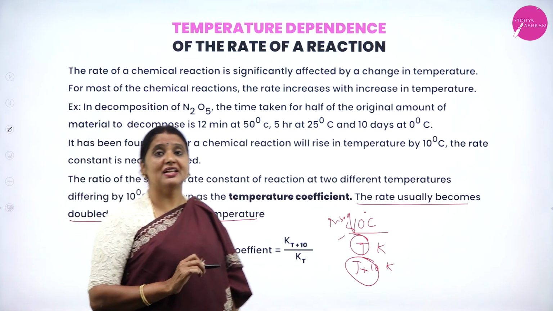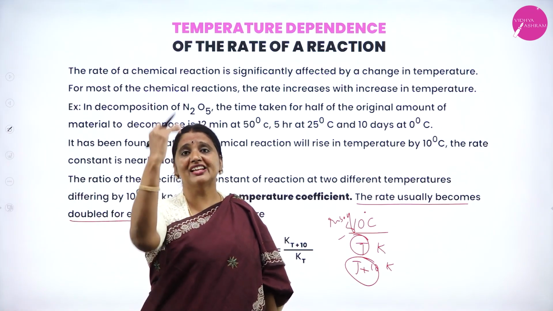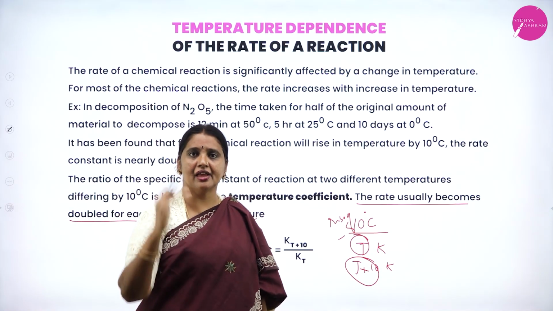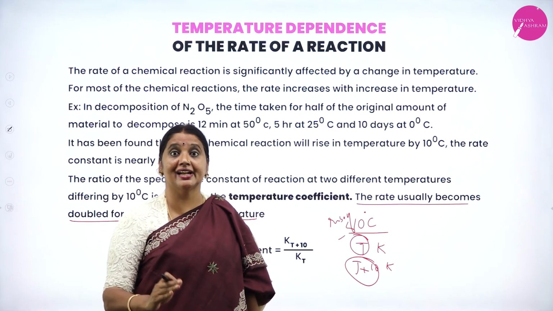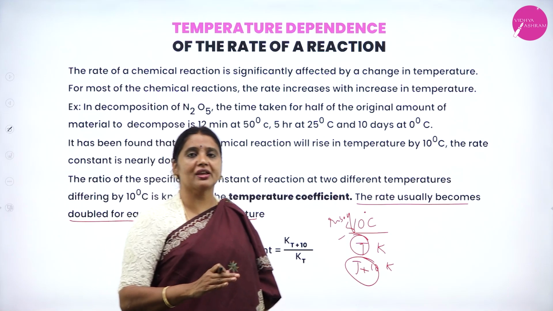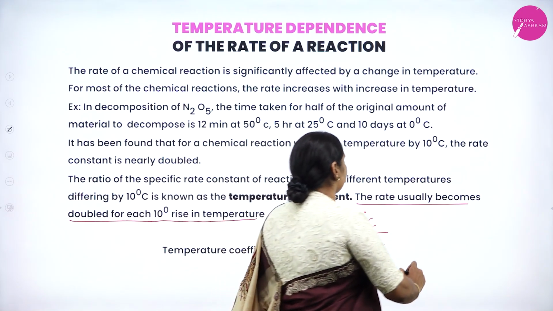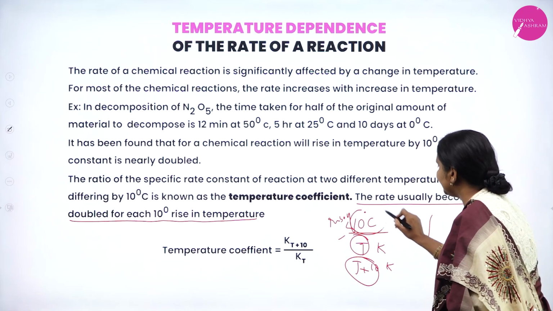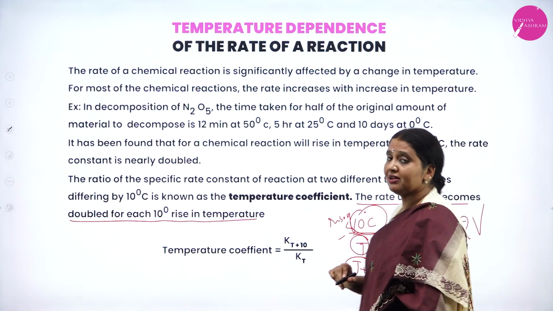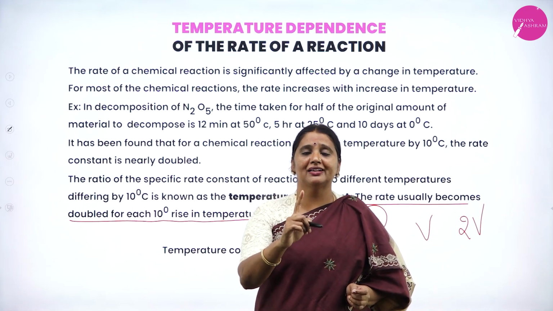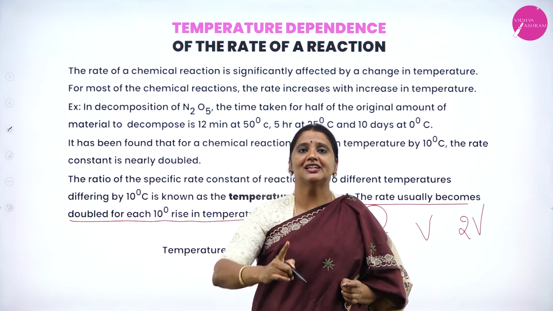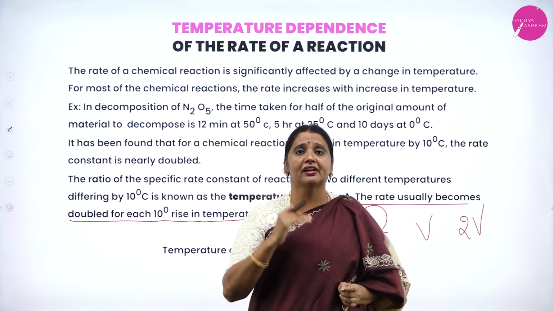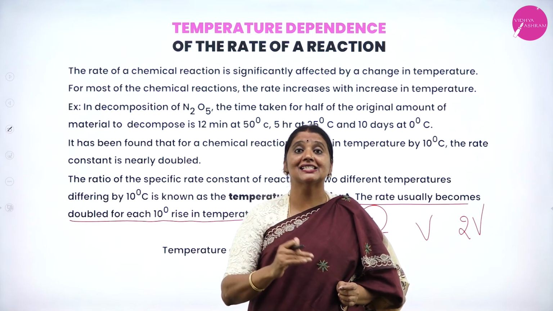My dear students, please remember this key point. For every rise of 10 degrees centigrade, the rate or velocity of a chemical reaction gets doubled. If it is V, it will become 2V just by rising 10 degrees centigrade. Please remember this point. Once again, I'll repeat, my dear students, for every rise of 10 degrees centigrade, the velocity or rate of a chemical reaction also gets doubled.